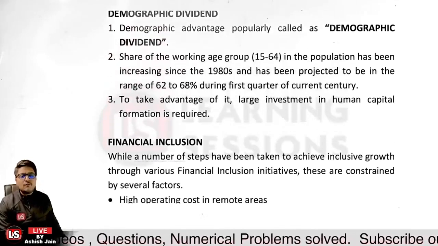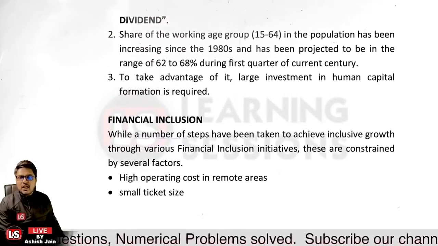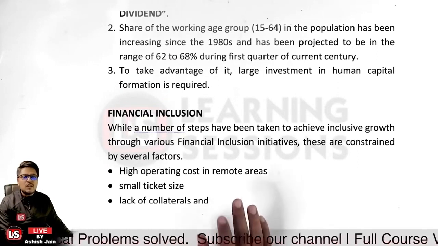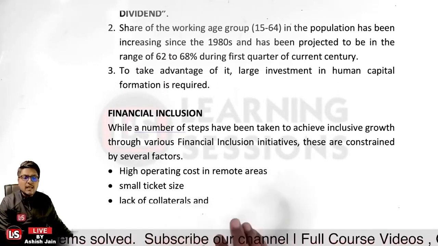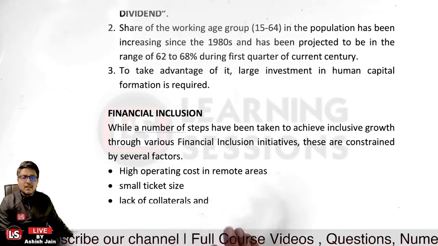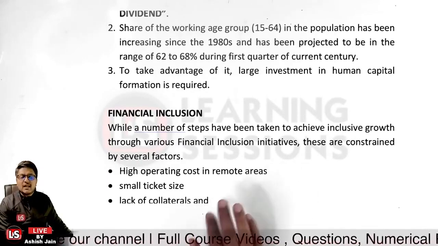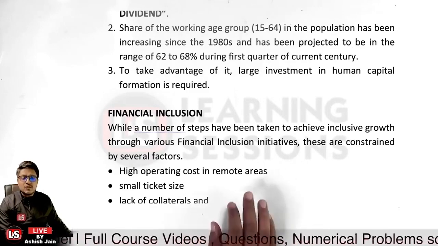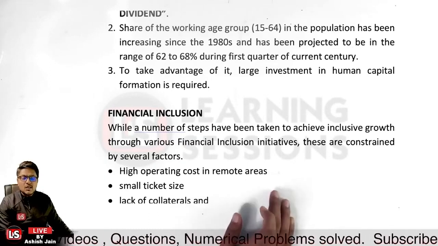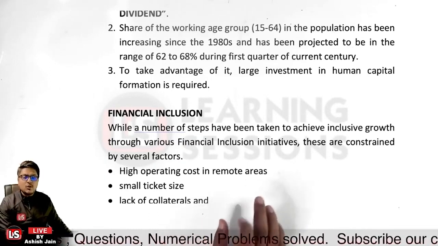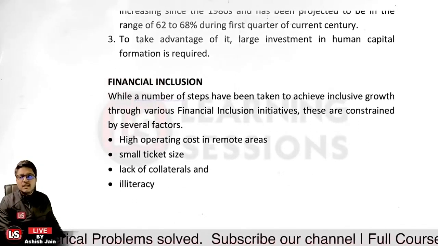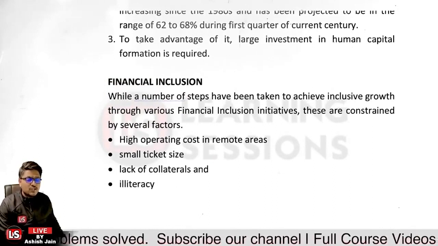Okay, then it is financial inclusion. While a number of steps have been taken to achieve inclusive growth through various financial inclusion initiatives, because we want to provide banking services to each and every household, there are different constraints. First of all, high operating costs in remote areas, small ticket size related to the weaker sections, the lack of collaterals, and illiteracy. So these are the constraints related to financial inclusion.